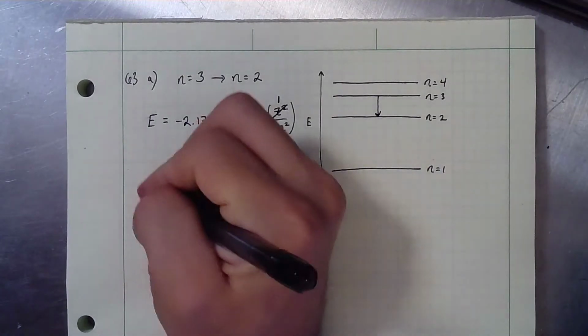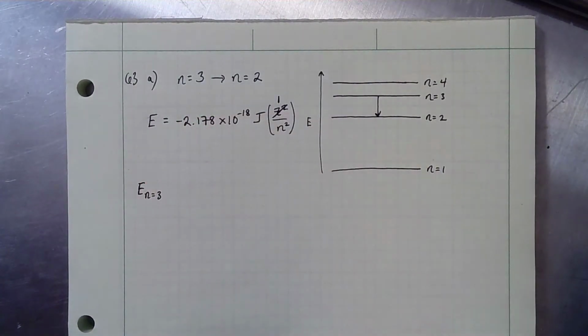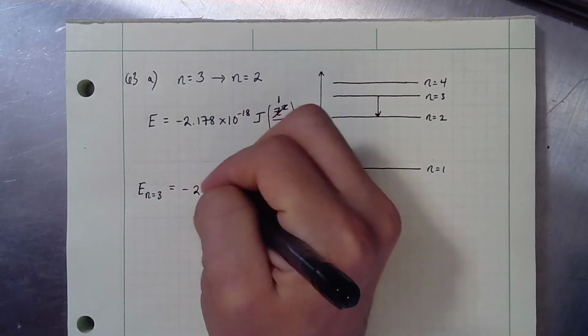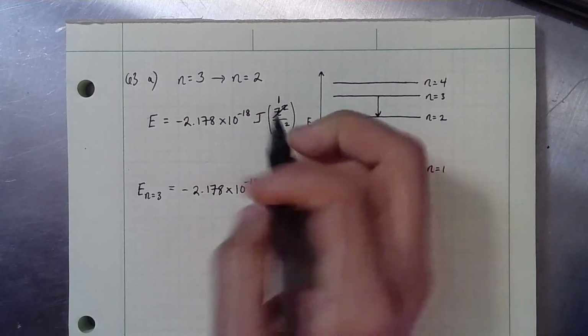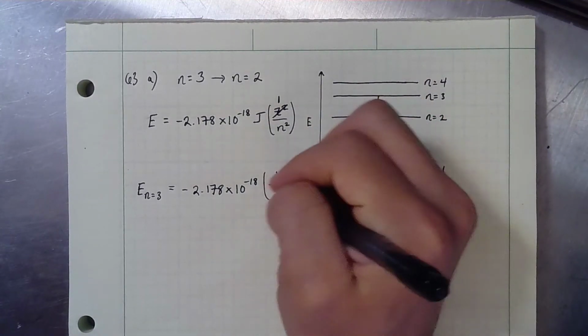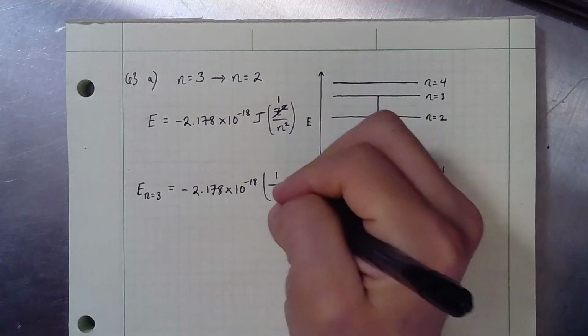Let's find the energy at n equals 3. This would be equal to negative 2.178 times 10 to the negative 18. I'll save the joules part for here in just a minute. So it's 1 over 3 squared, n squared, which is 9.